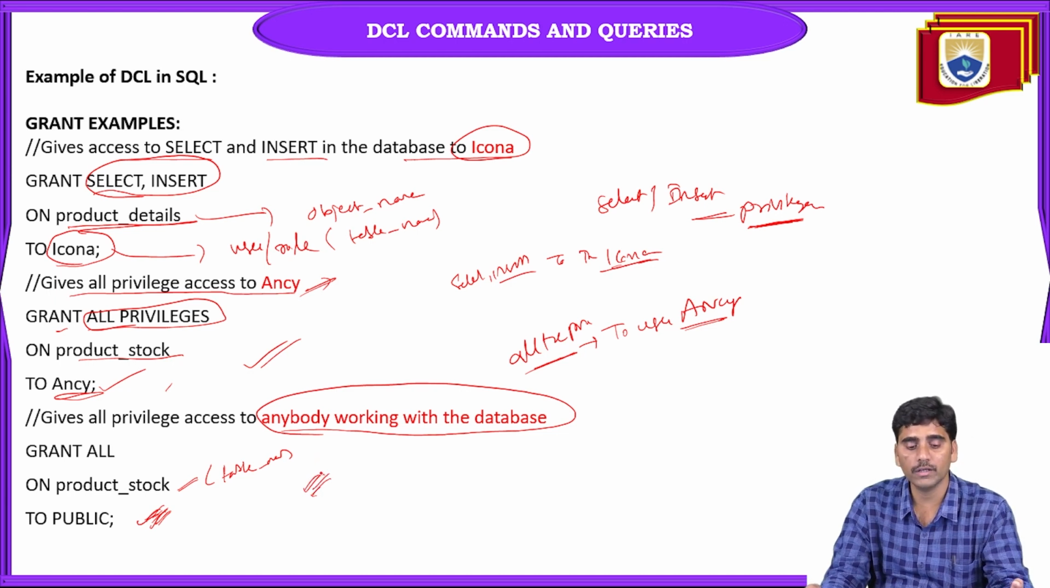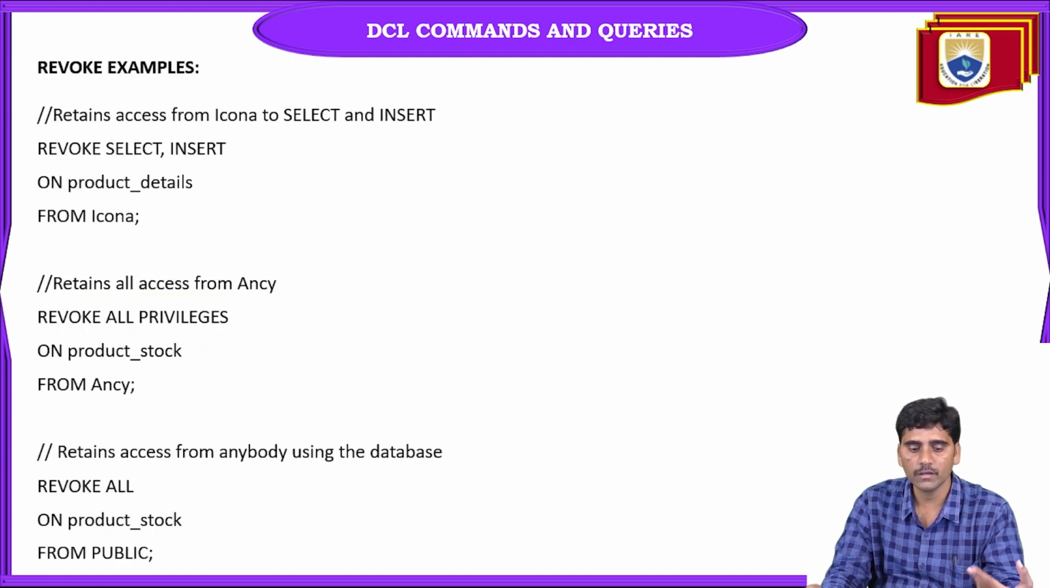So that is the way we can grant or give access to particular users. And now revoke examples. So how can we revoke? In the previous example, select and insert access was given to the icona user, all privileges given to ANSI, and all privileges given to public also. So how can we revoke them from granting?